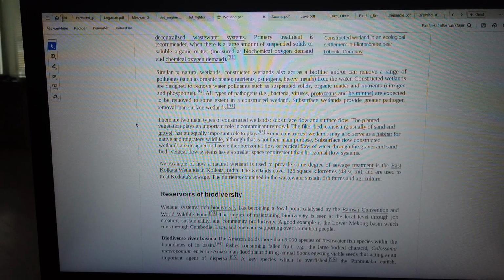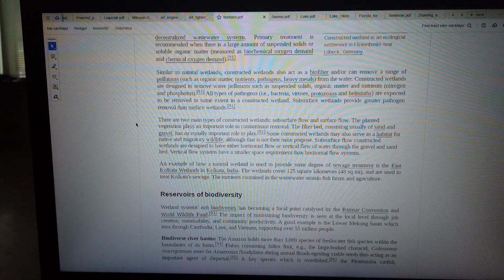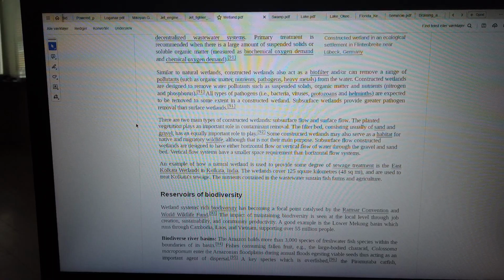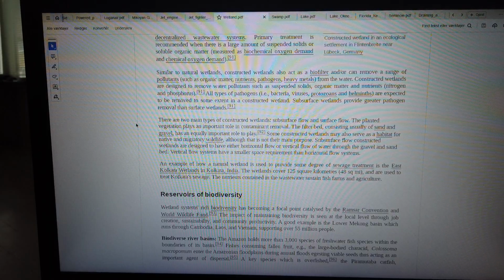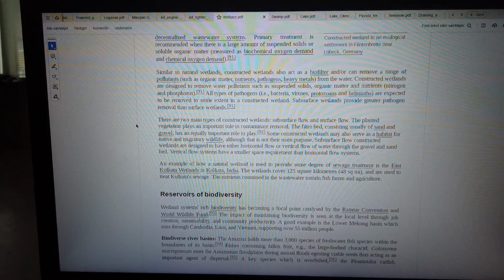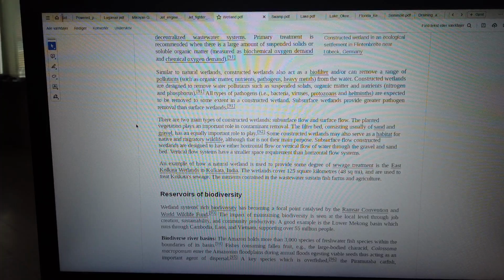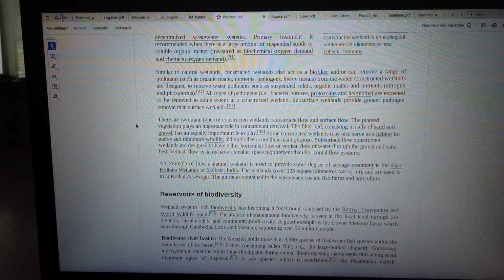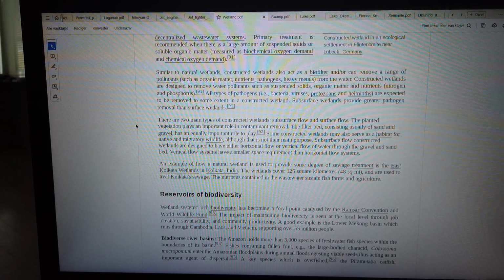An example of how a natural wetland is used to provide some degree of sewage treatment is the East Kolkata wetlands in Kolkata, India. The wetlands cover 125 square kilometers, 48 square miles, and are used to treat Kolkata sewage. The nutrients contained in the wastewater sustain fish farms and agriculture.